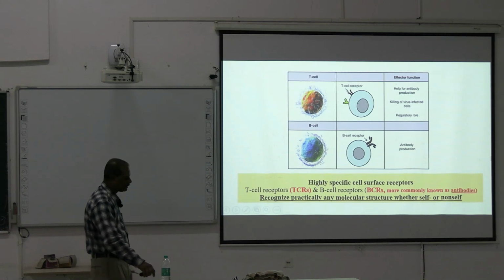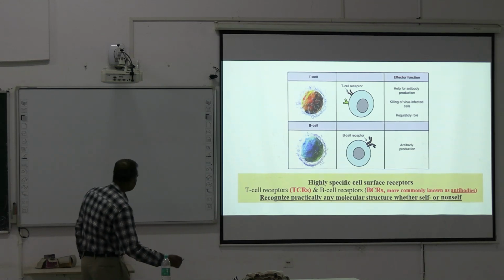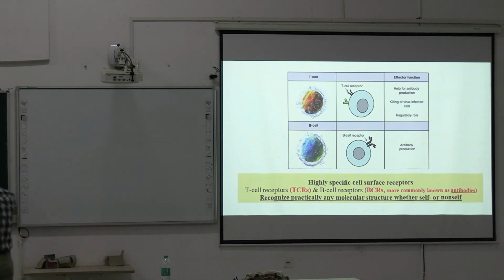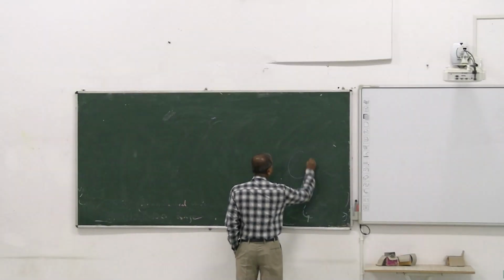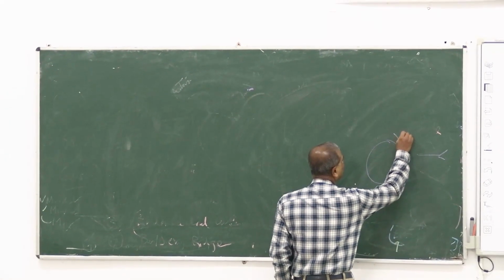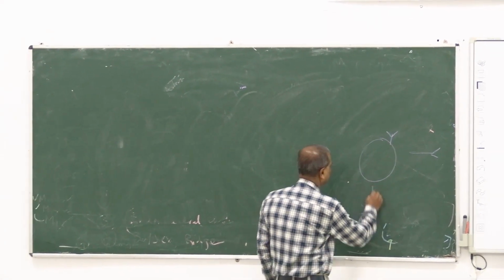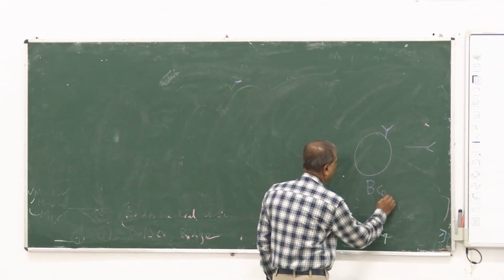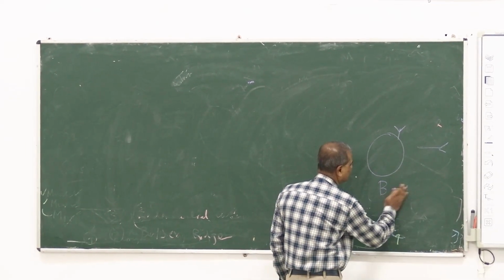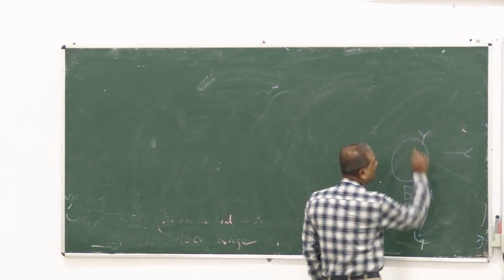Each cell, as I told you earlier in the class, each B cell secretes immunoglobulin, and one part of that same immunoglobulin is present on its surface. That is the B cell. That acts as a receptor. It will bind to the antigen.